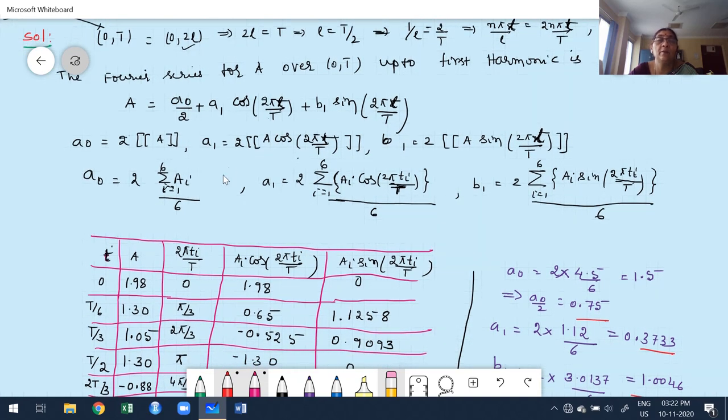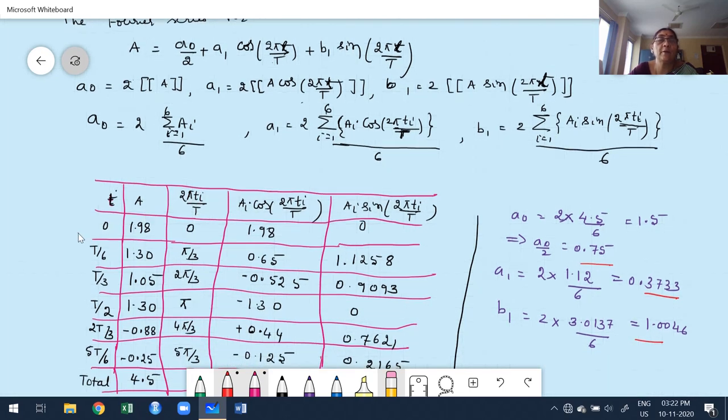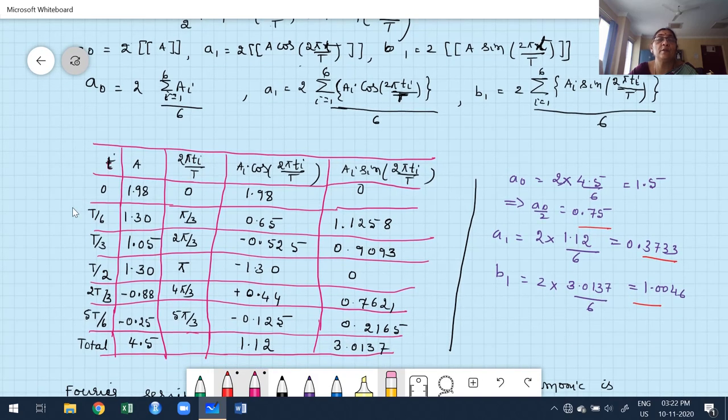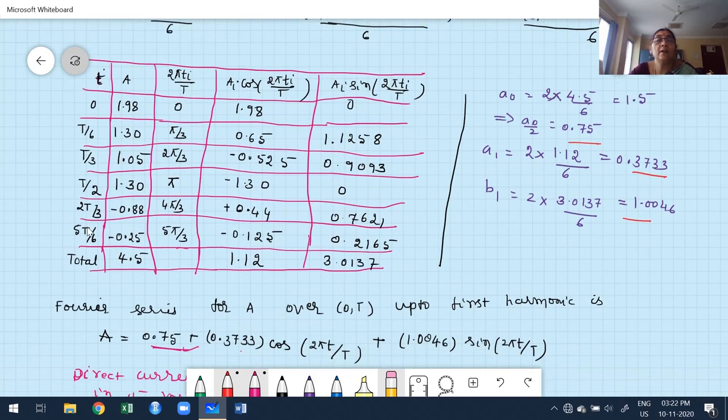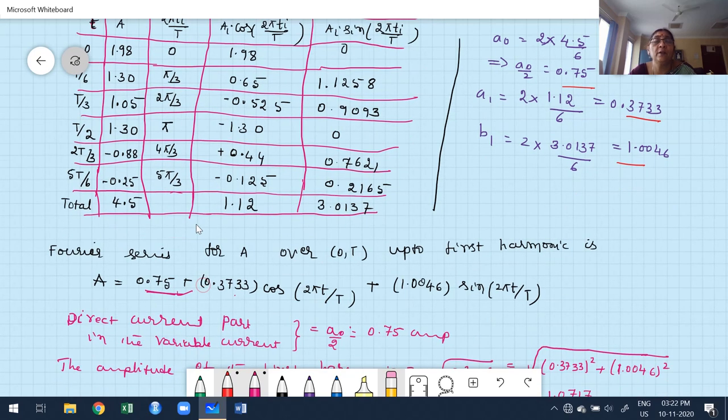You know what a mean formula is: the sum of the values divided by the number of values. I express it in the form of summation, taking i ranging from 1 to 6 because my n is 6. Carefully, both columns are equal to 2 pi ti by T. First I have to calculate the values based on t, from 0 up to 5T by 6. Once we get these, I can calculate the values and take the average.